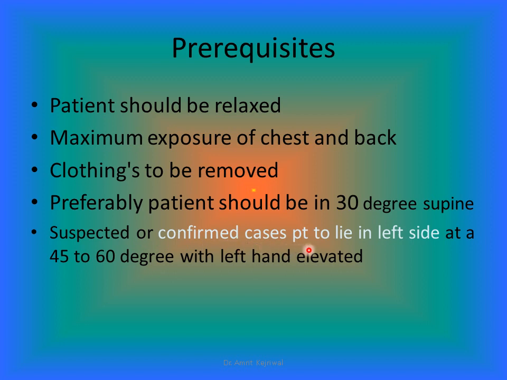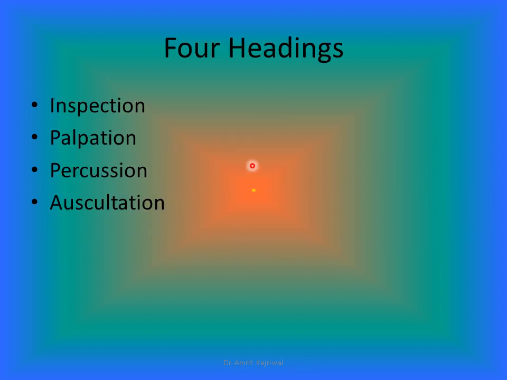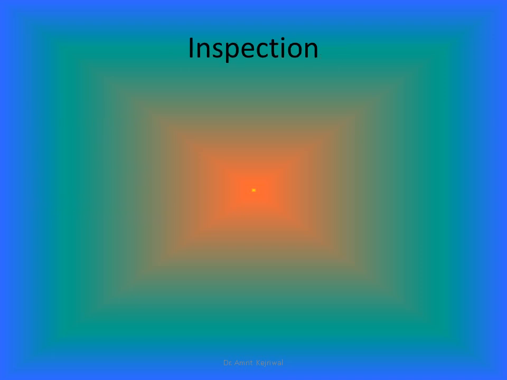In suspected or confirmed cases, patients are to lie on the left side at 45 to 60 degrees with the left hand elevated. Elevated means it's below the head. As it is said, the basic things are inspection, palpation, percussion, and auscultation. These are the four headings under which the cardiovascular system is to be examined.